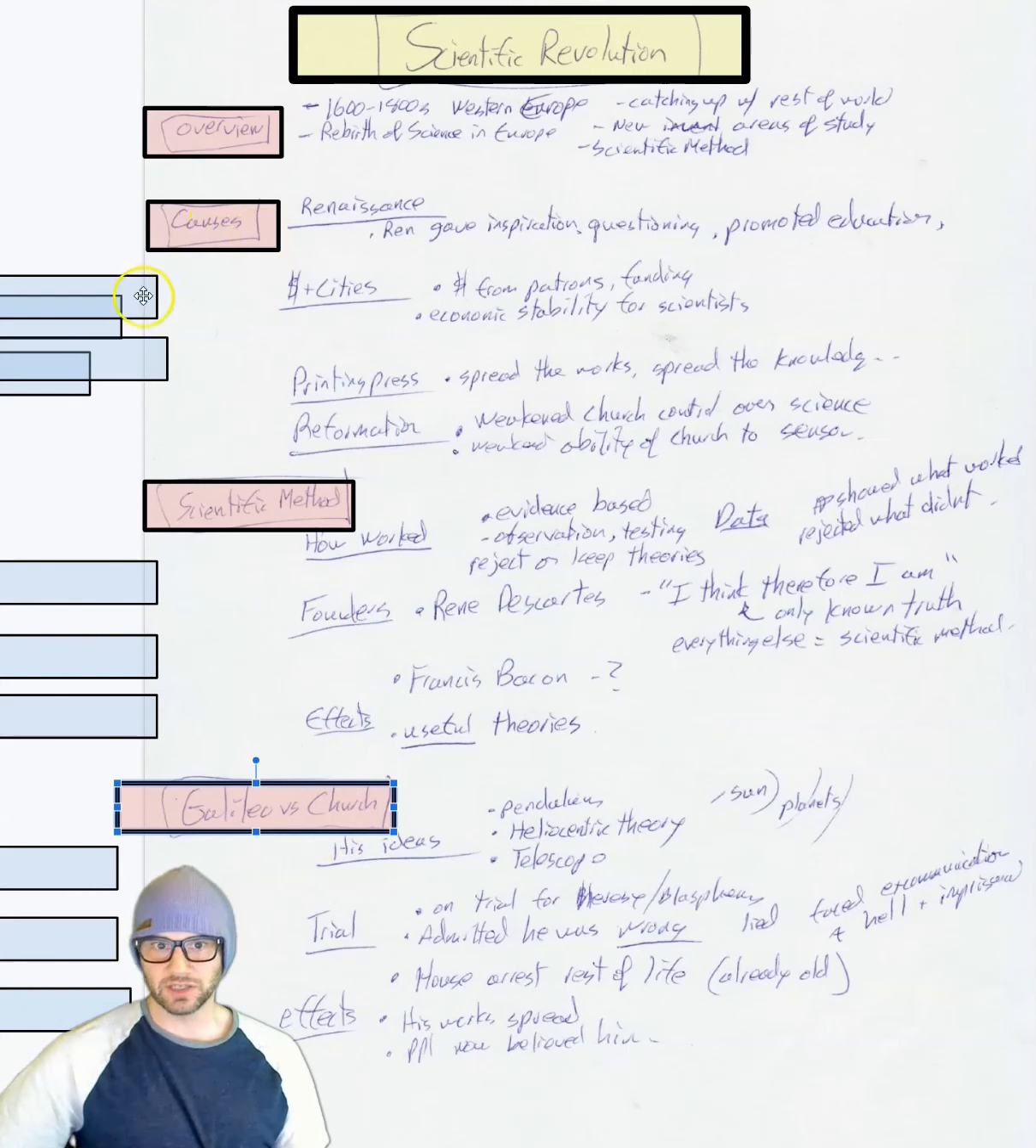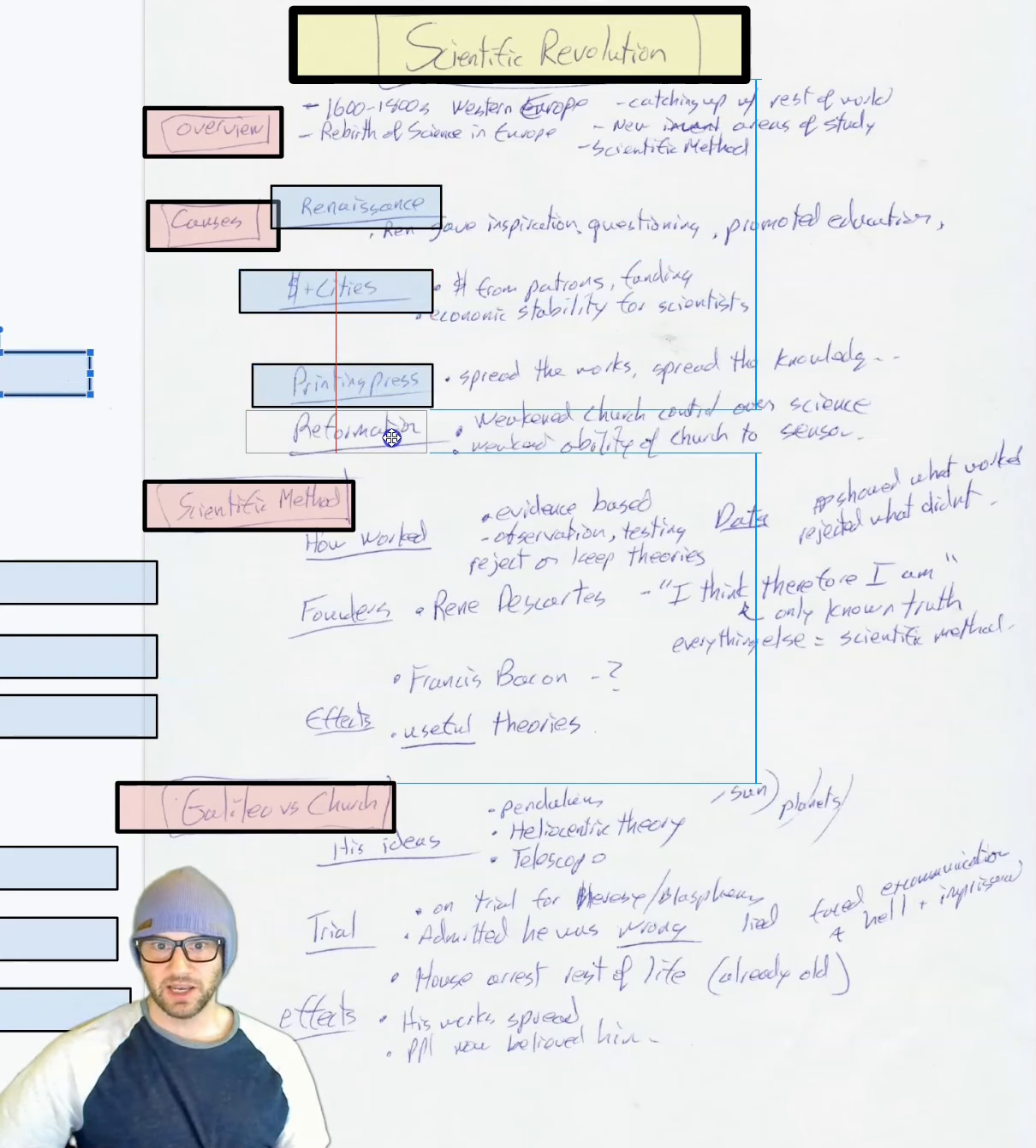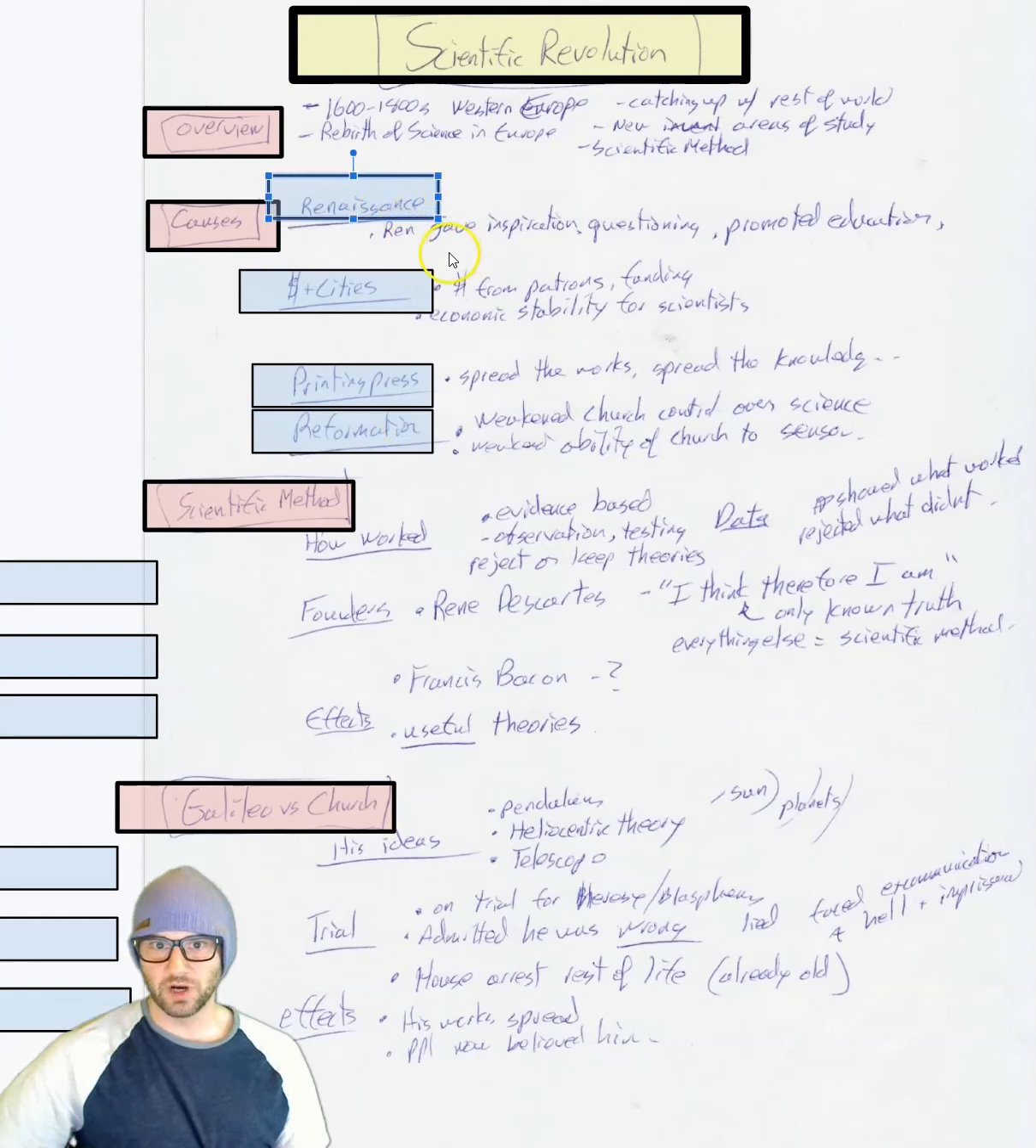And under the causes, I have 4 different causes. So you see the Renaissance, the cities, the printing press, and the Reformation. And next to each one of those, I've got the information in some bullets. Spread of work, spread of knowledge, economic stability for scientists. Now I want you to notice something. These aren't complete sentences. They are only enough words to remind me of the information. If you find yourself doing complete sentences, you're taking notes wrong.